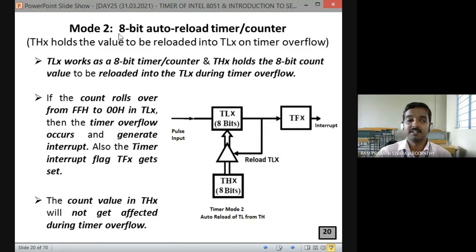That's it. See, this particular mode is used for generating the serial communication baud rate. Fine. At a later point of time, we will discuss it. Fine. That's all about mode 2.